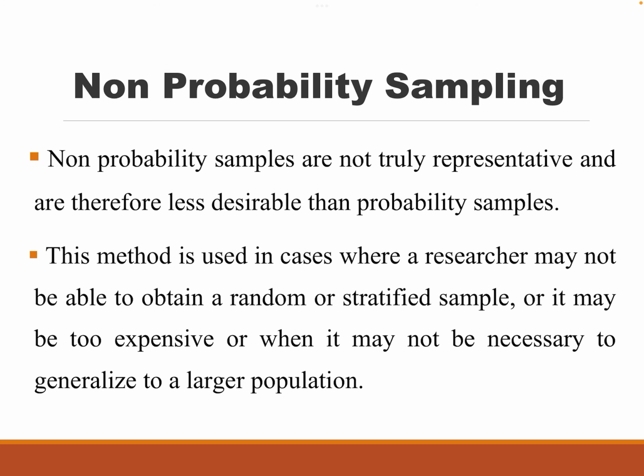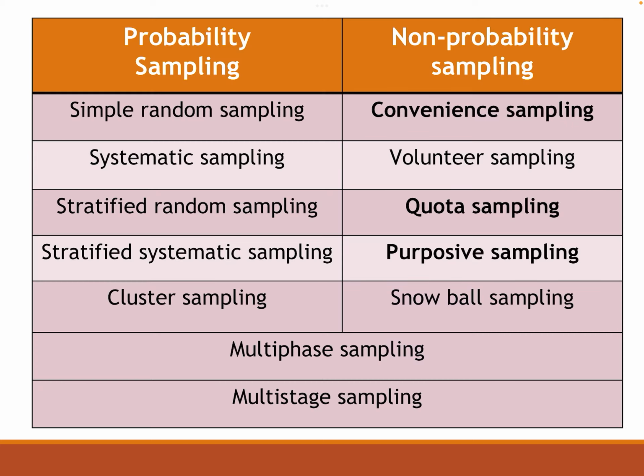Non-probability samples are not truly representative and are therefore less desirable than probability samples. This method is used in cases where a researcher may not be able to obtain a random or stratified sample, or it may be too expensive, or when it may not be necessary to generalize to a larger population. In such cases, we can go for non-probability sampling.